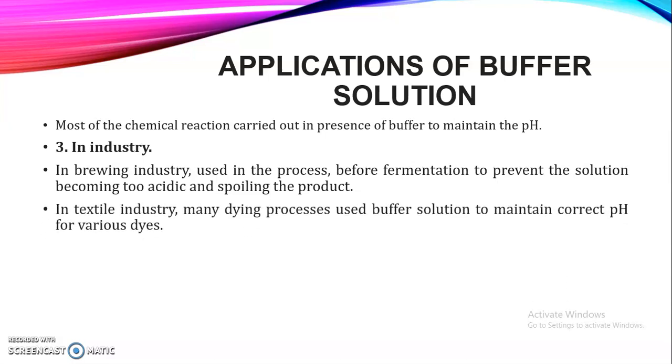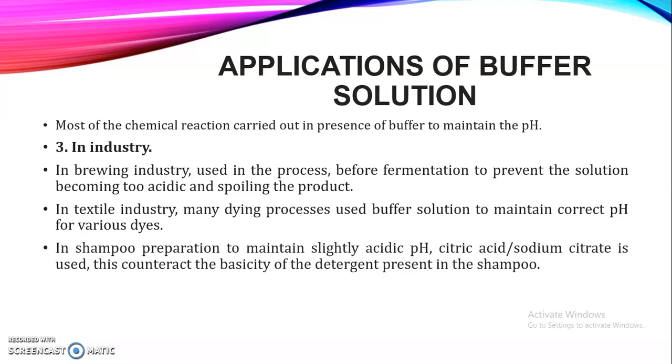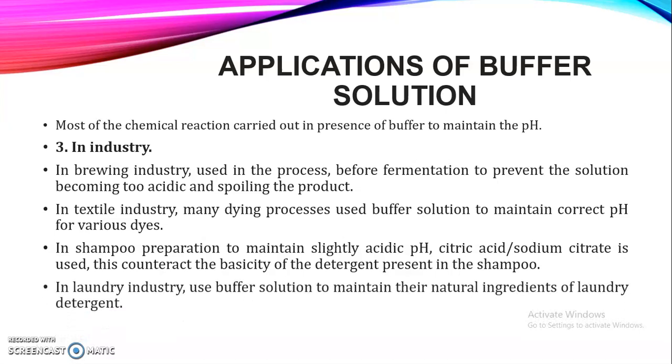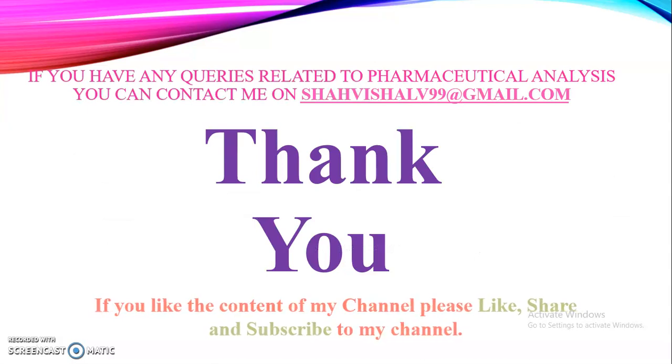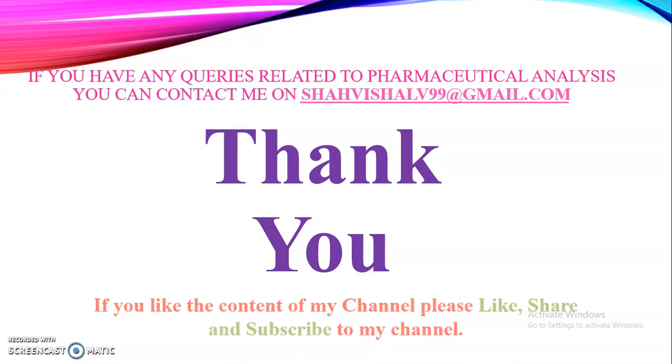As well as in textile industry, many dyeing processes use the buffer solution to maintain the correct pH of various dyes. In shampoo preparation also, to maintain the slight acidic pH, citric acid and sodium citrate are used. This counteracts the basicity of the detergent that is present in the shampoo. As well as in laundry industry also, various buffer solutions are used to maintain the natural ingredients of the laundry detergent. So, here we have completed what is the meaning of the buffer solution as well as the application and the buffer capacity like terms.